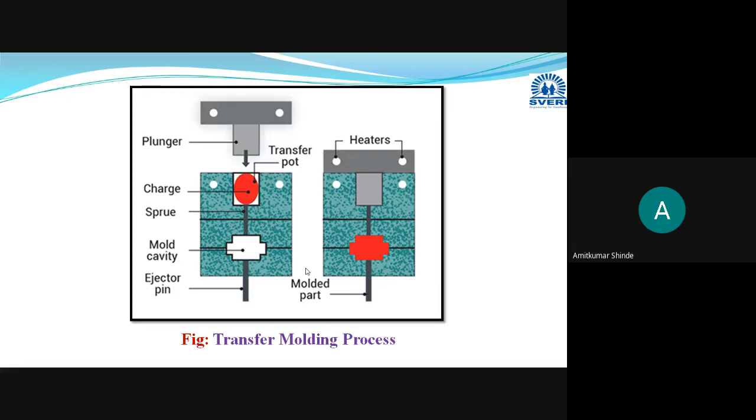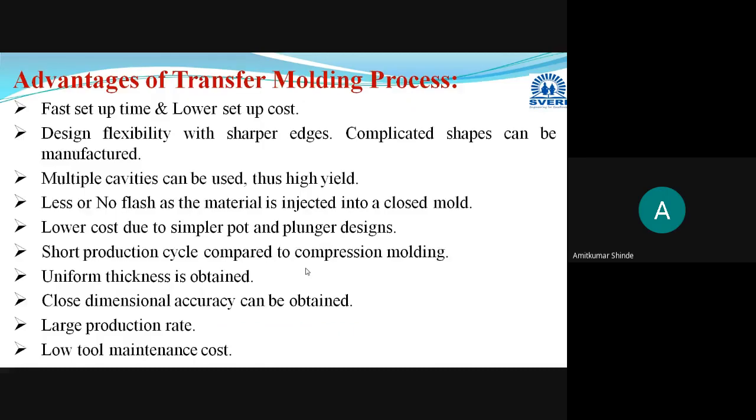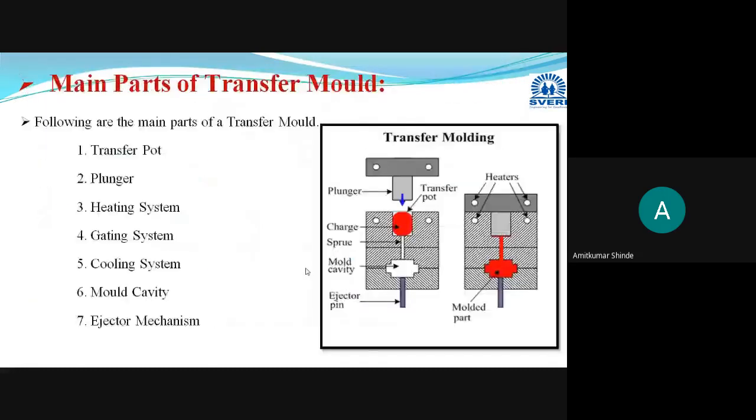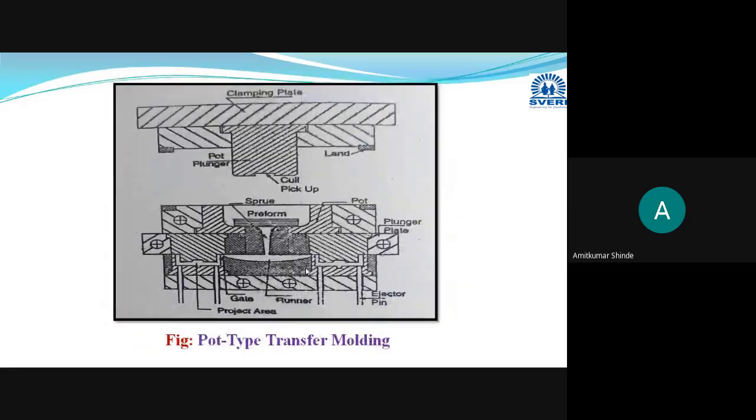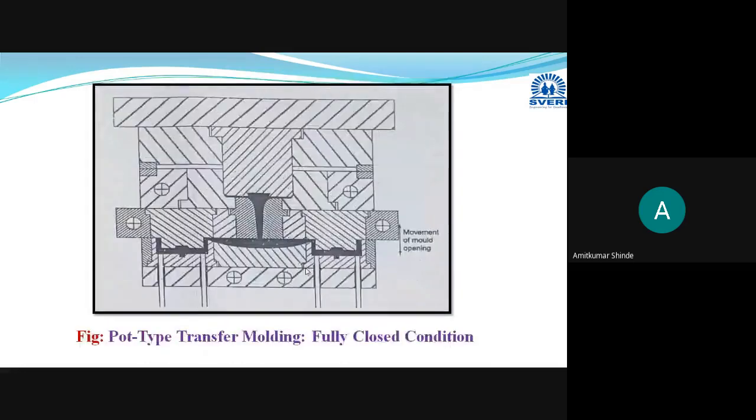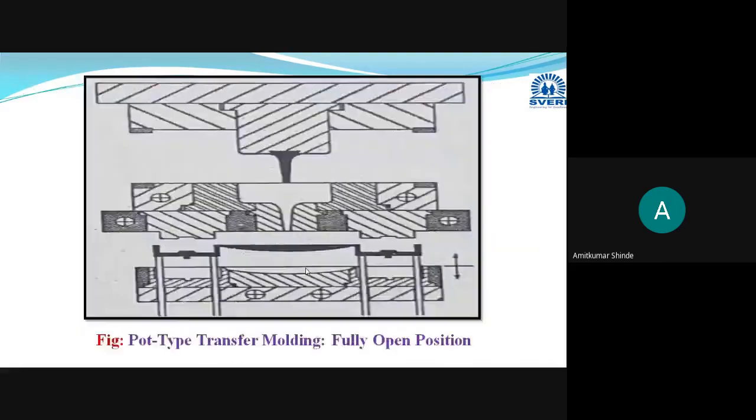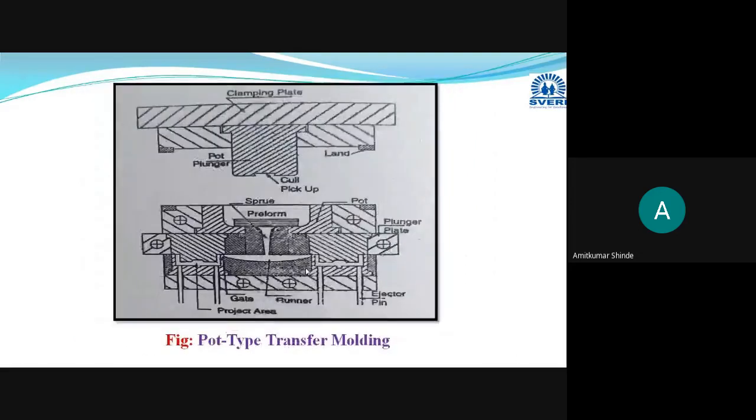Brief classification, then main parts of the transfer mold, then classification of the transfer molding process, and after that classification, we will discuss how automation can be employed in this transfer molding process. And along with the automation part, this part I have already discussed, but I will take a review and a brief discussion related to the pot transfer molding and plunger transfer molding, and automation. Now I will start this session.